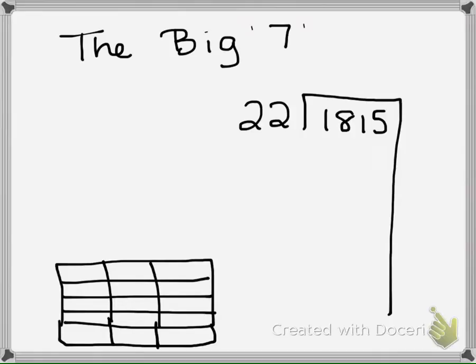So the first thing that you want to do, if you look at the bottom left-hand part of the screen, you'll see a little chart set up. What you're going to do is put all of your multiples of 22 in this small chart. Each column is representative of the ones place, the tens place, and the hundreds place. So for example, in this first column, I'm just going to write down the numbers right next to it.